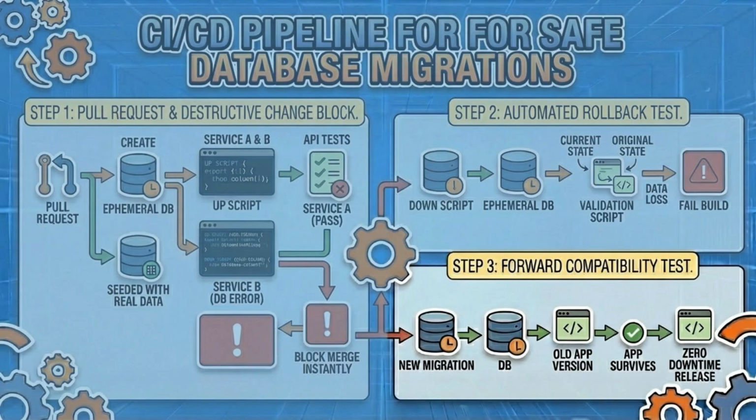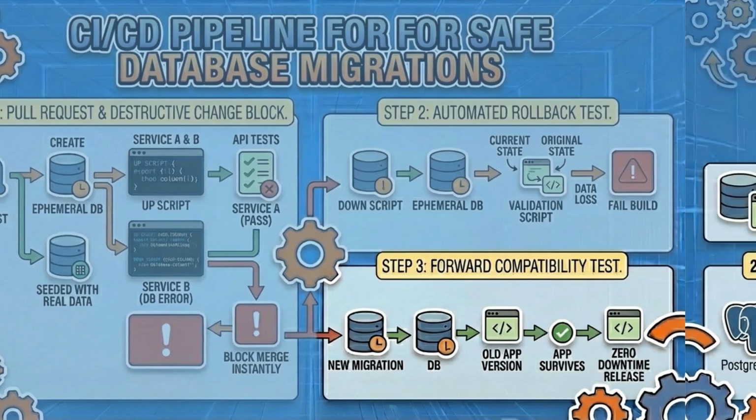Step 3. Build a forward compatibility test. When you deploy to production, the database usually updates before the application servers finish restarting. Simulate this gap. Apply the new database migration, but run the old versions of the application code against it. The app must survive the new database schema to guarantee a zero downtime release.